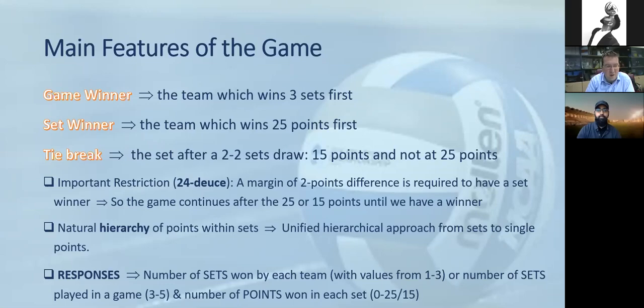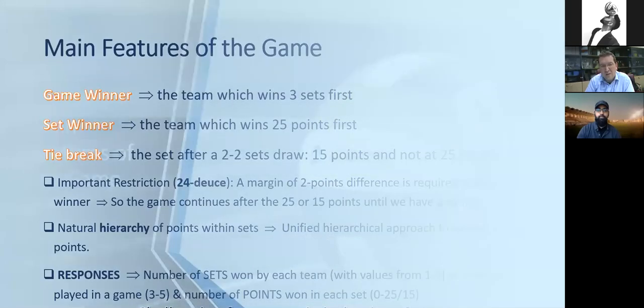So now the responses here are the number of sets won by each team, or alternatively, you may even model the number of sets played in the game, and the number of sets for each team. This is from 1 to 3, so the range is very limited, or the number of games played, again from 3 to 5, and also the difference is from 1 to 3, and the number of points, which will go from 0 to 25 or 15, depending on whether we are in the tiebreak. So this whole structure is challenging from a statistical point of view because there is no distribution that will account for all these characteristics.